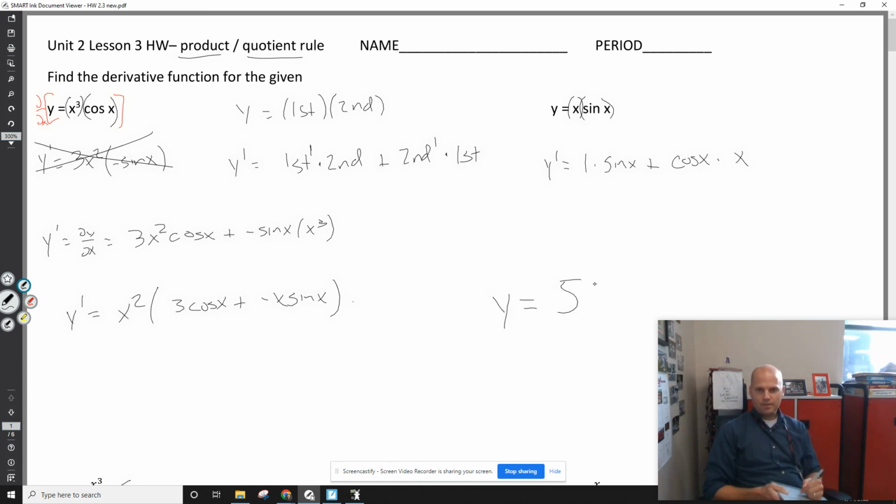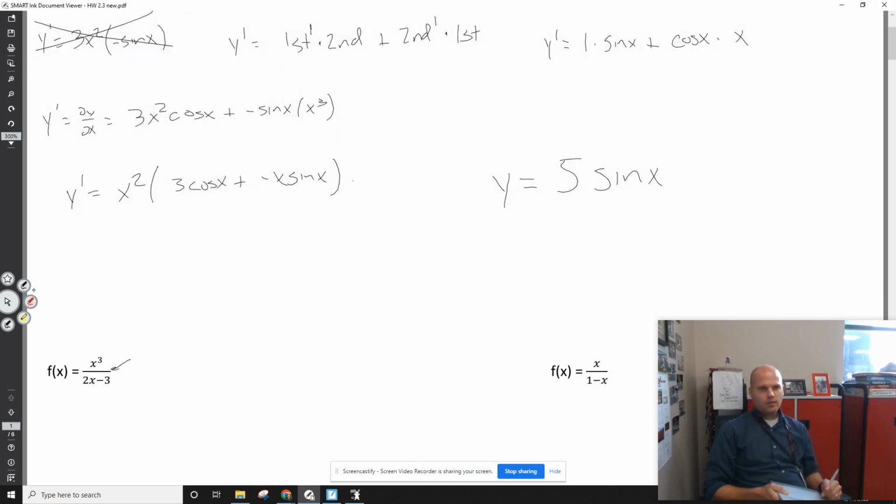What if I have 5 sine x, okay? 5 sine x, you might look at and be like, oh, that's a product. I need to use the product rule. But I'll show you it's not necessary. This is a constant times a function. If we have a constant times a function, we can use the constant multiple rule, which is like leave the constant, take the derivative of the function. If you did use the product rule, you would still get the right answer.